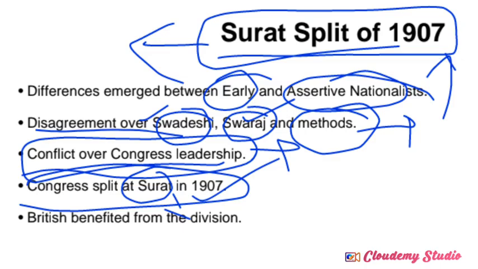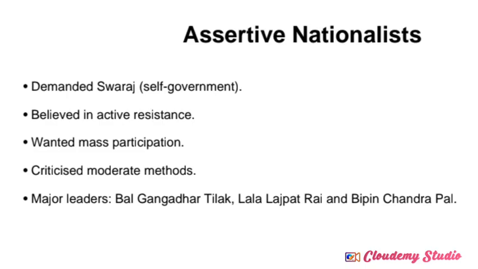So who got the benefit from this split? The British benefited from the division among the Indians. This was one of the weaknesses the Indians showed in front of the Britishers at that time, right?